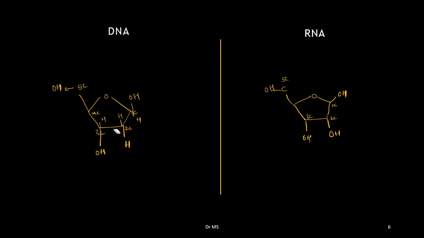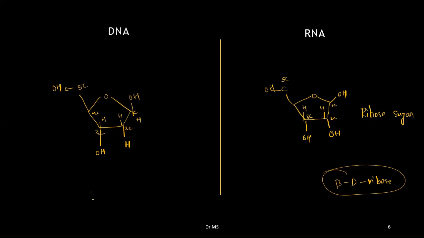Then what can you see as the difference between this and this? Can someone tell? What is the difference between DNA and RNA? Suppose I also add hydrogens here. The second carbon has hydrogen in DNA, and in RNA it's OH. So this is called the ribose sugar, or you can also call it beta-D-ribose. I'm not going into chemical structures; just remember it is beta-D-ribose. And here, this is beta-D-2-deoxyribose.